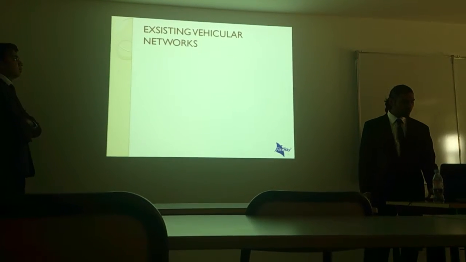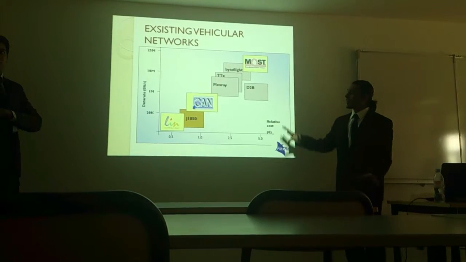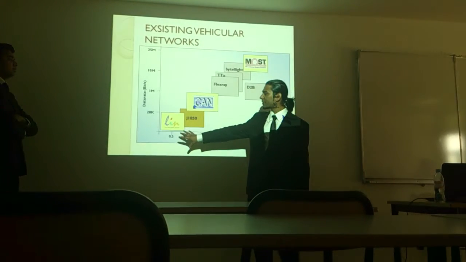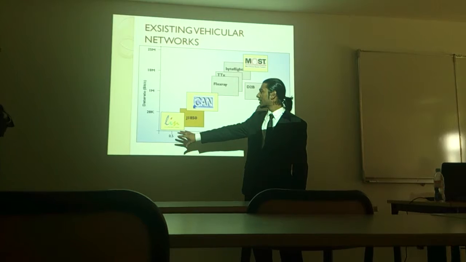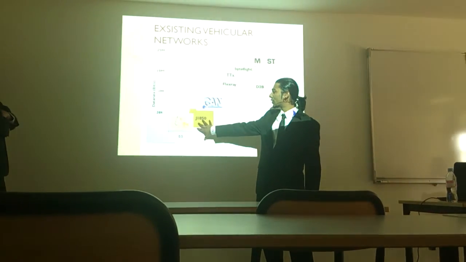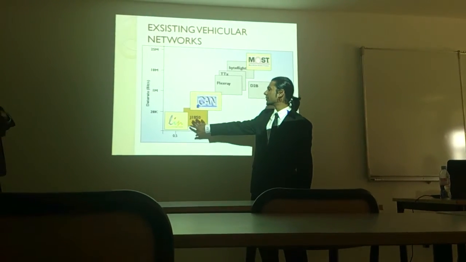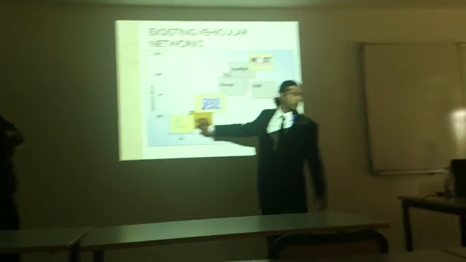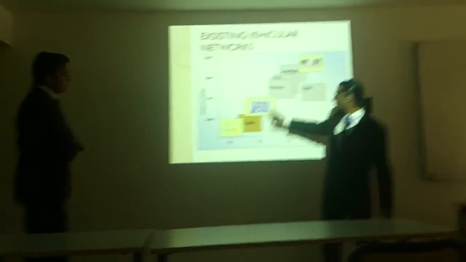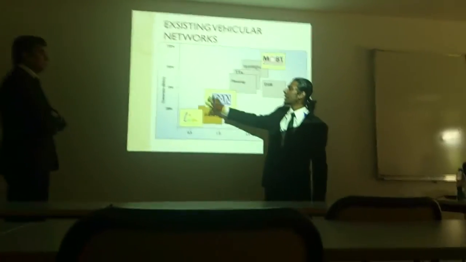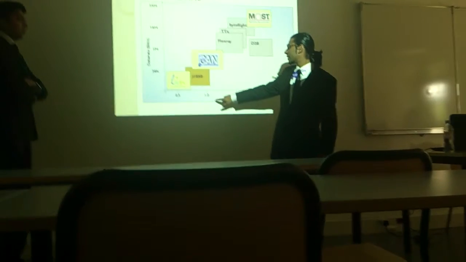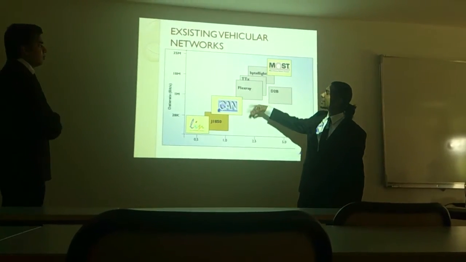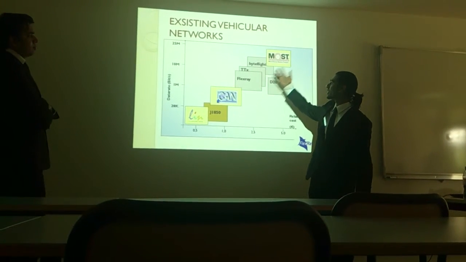This is a diagram to show the existing vehicular networks. As we see, LIN is the most cost effective and has a very low data rate. And there's another protocol, J1850. I'm not very sure about the explanation for this, but I can look into the first slide and tell you. CAN again has a data rate of up to 1 megabit, and it's a little costlier than a LIN network. FlexRay has a higher data rate, and so on. These are the different protocols used in today's cars.